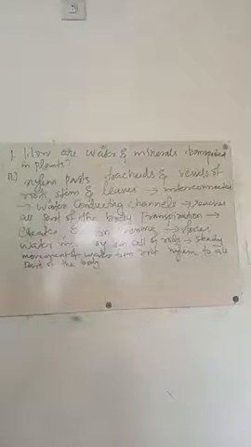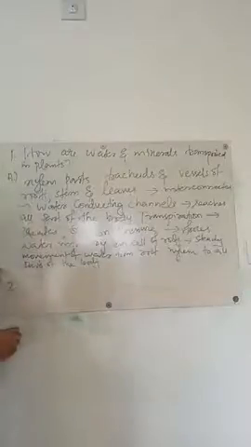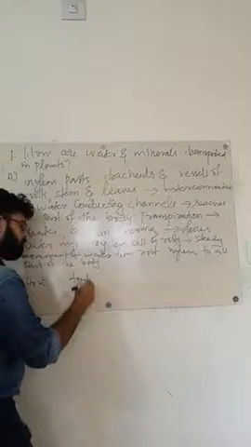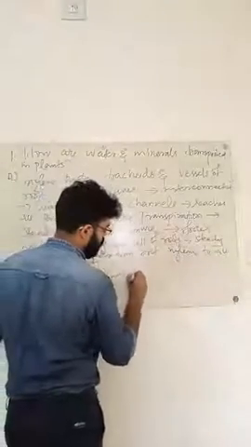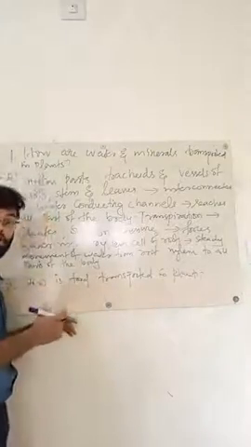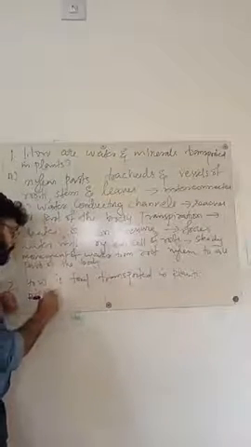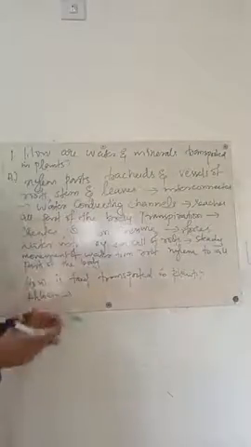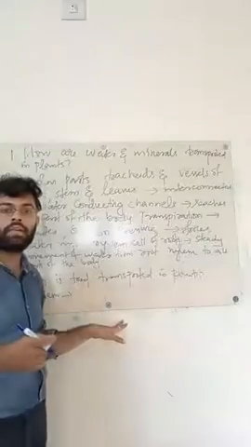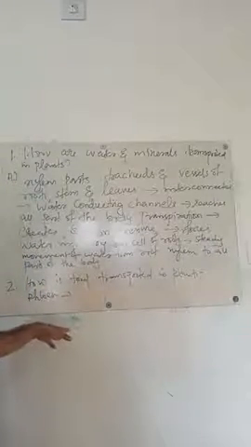Okay, the second question is: how is food transported in plants? Food is transported in plants by a special organ called phloem. As we know, the phloem takes food from one part of the plant body and gives it to all parts of the plant body. Transportation of food in phloem is achieved by expenditure of ATP energy.